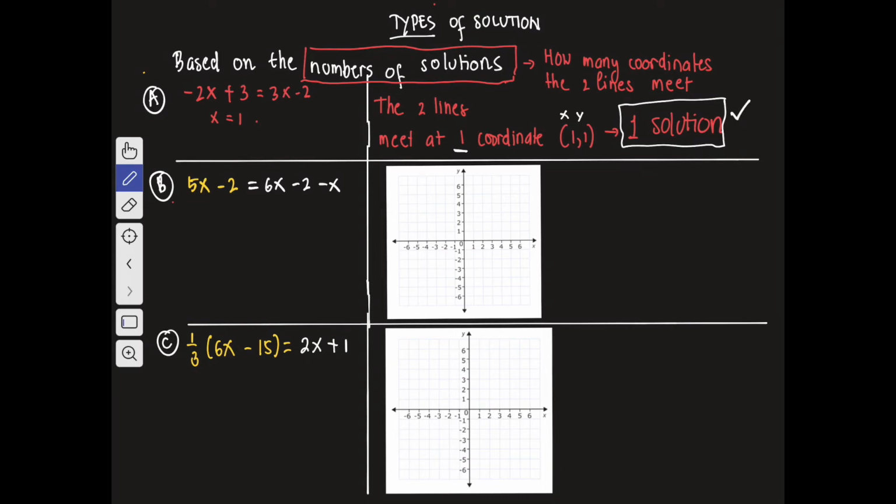Okay, now we'll look at sample B over here. I'm going to try to solve this. Again, to solve, we're going to simplify. In this case, we cannot do the distributive property, but we can combine the like terms on the right side of the equation. 6x minus x is 5x minus 2. I'm just going to rewrite. And on the left side is 5x minus 2.